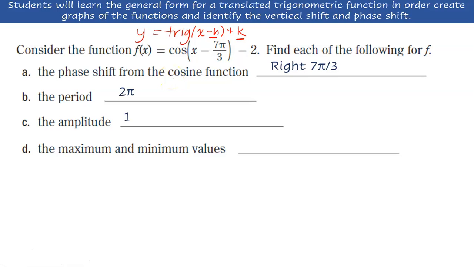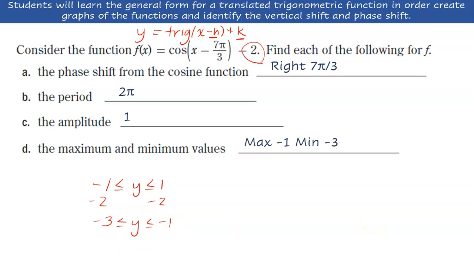Now, what are the min and max values? Well, remember that for the normal cosine, the min is -1, and the max is +1. We're moving this down 2. So we're going to subtract 2. So we're going to have -3 is less than or equal to y is less than or equal to -1. So our max is -1 and our min is -3.